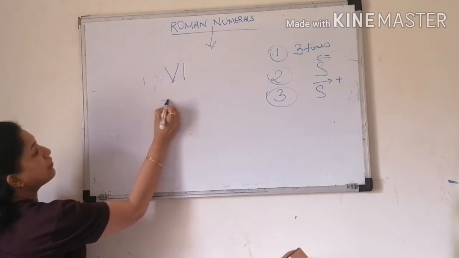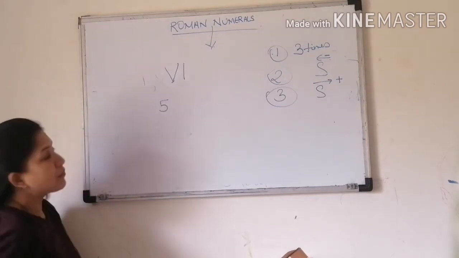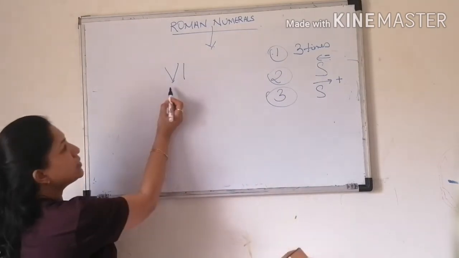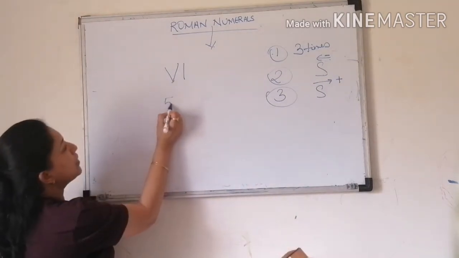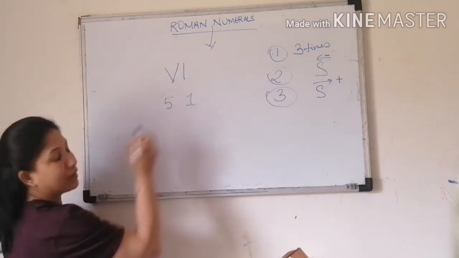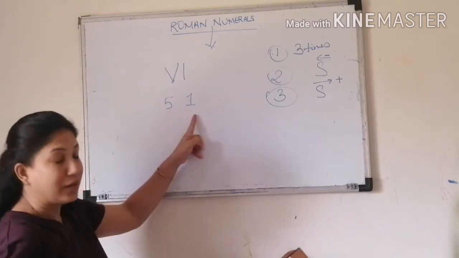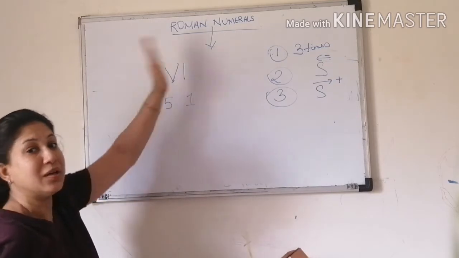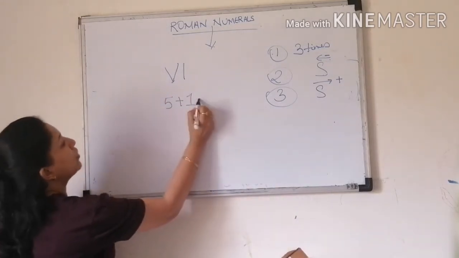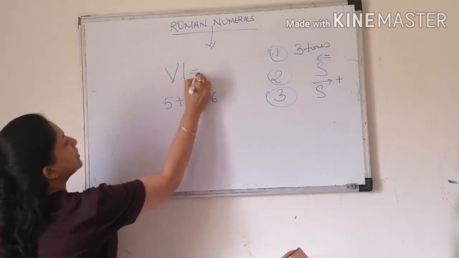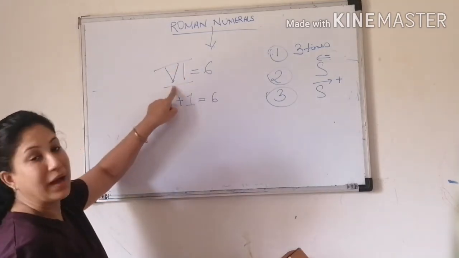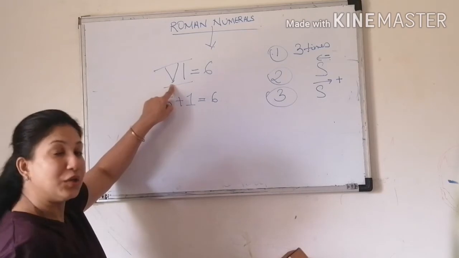Now see, the value of 5 is V. See, this is 5, this is 1. The values are 5 and 1. As per the rule, the smaller number is towards the right-hand side, so it will get added up. See, this is why 6 is represented by this Roman numeral.